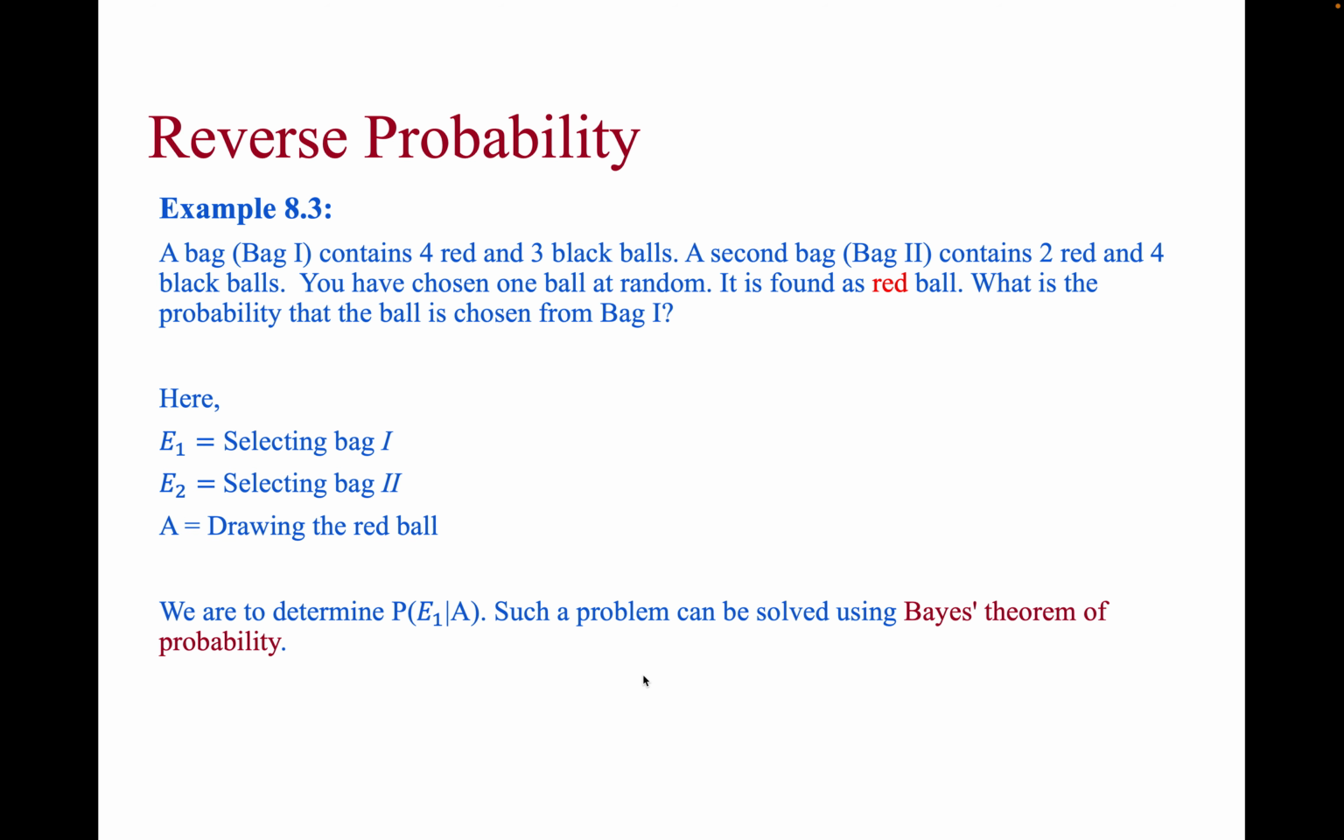Let's go. There's reverse probability. Simple, joint, conditional, total, reverse. Sounds like a sentence only at this point.